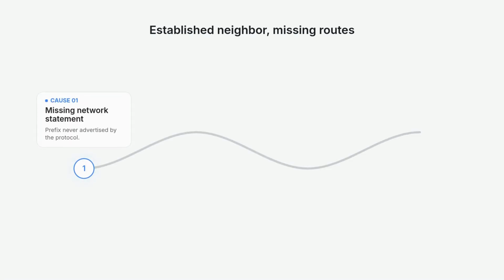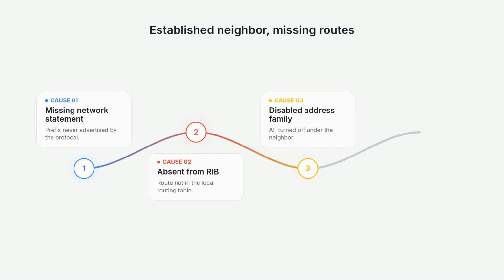Once the session is established, shift your attention from transport to routing content. Are prefixes actually being originated, permitted, and advertised the way you think they are? A missing network statement, a route that is absent from the local routing table, or a disabled address family can all produce the same symptom, which is an established neighbor with missing routes.